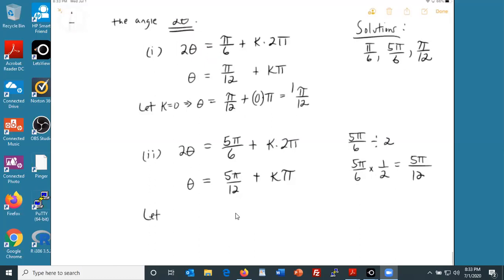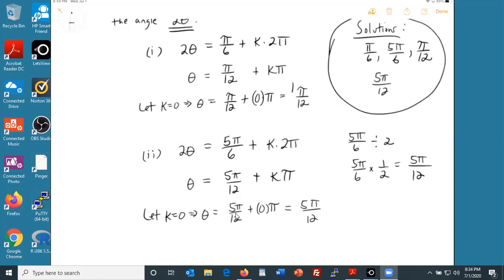Now down here, we can also let k equal 0. So that means our theta will be 5 pi over 12 plus 0 times pi, which is 5/12 of pi. Now again, think about this. Is this between 0 and 2 pi? Remember, just ignore the pi, don't forget, right? So 5/12 is between 0 and 2. So this is another solution between 0 and 2 pi. So I'm going to add that to my list.